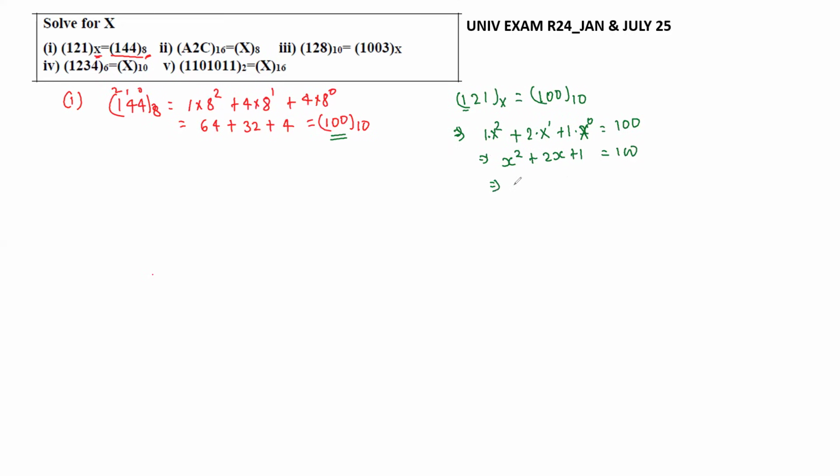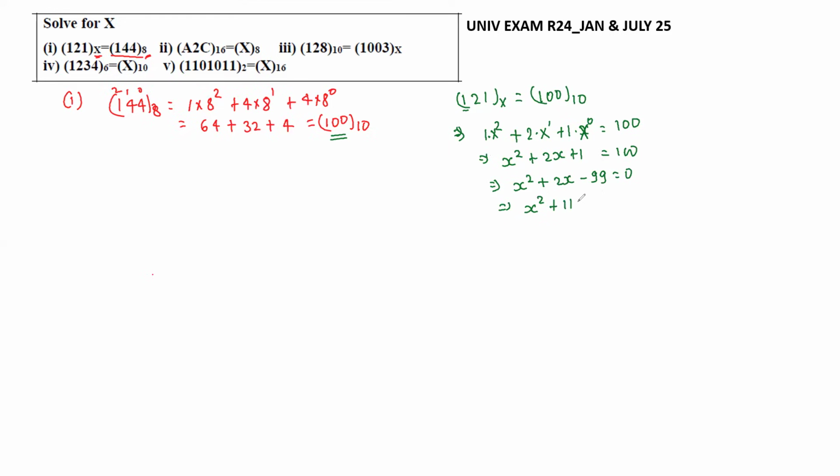Finally, you bring this 100 to this side. So we have x squared plus 2x minus 99 equals 0. This 99 you have to factorize. This is a quadratic equation. I'm not going into much detail now.